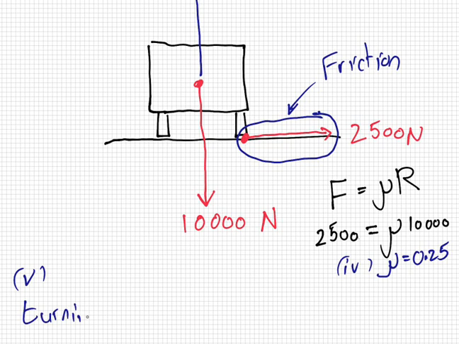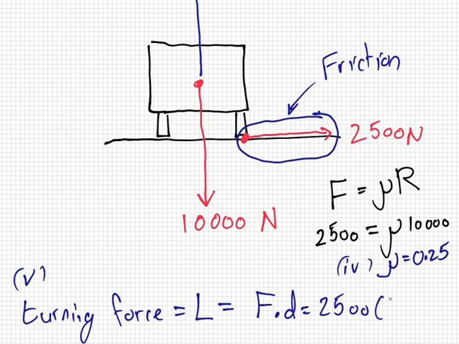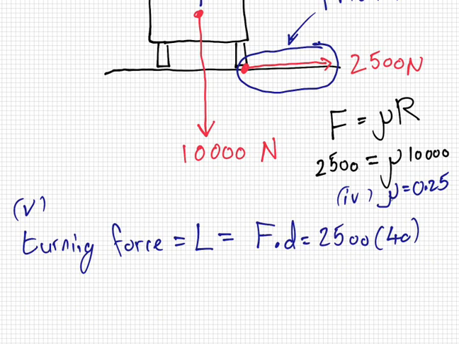I haven't decided. What letter did I say I'm going to use for turning force? Did I say L? Yes. Turning force equals, what's the formula for turning force? Force multiplied by distance. So here it'd be 2,500 multiplied by 40. Isn't it a 40 meter radius? It is, isn't it? But the force is not perpendicular to the distance in this case. Oh, you're right, actually, it's not. But it's still turning in a circle.